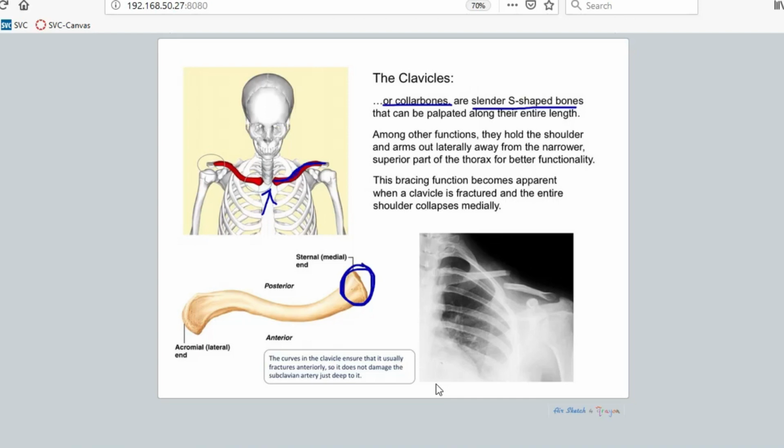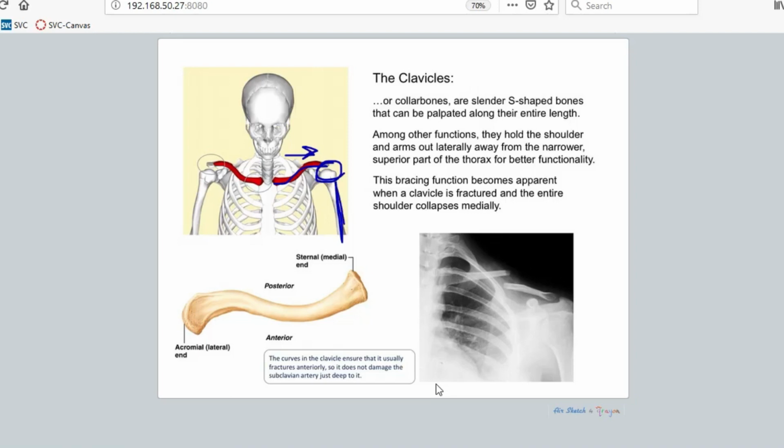entire length. Okay. And one of the things that it does is it holds the shoulder and arms out away from the thorax. So basically, it takes the shoulder here, and instead of the shoulder being up against the thoracic cage, what it does is it braces it and it moves it out laterally and takes it away from the thoracic cage.